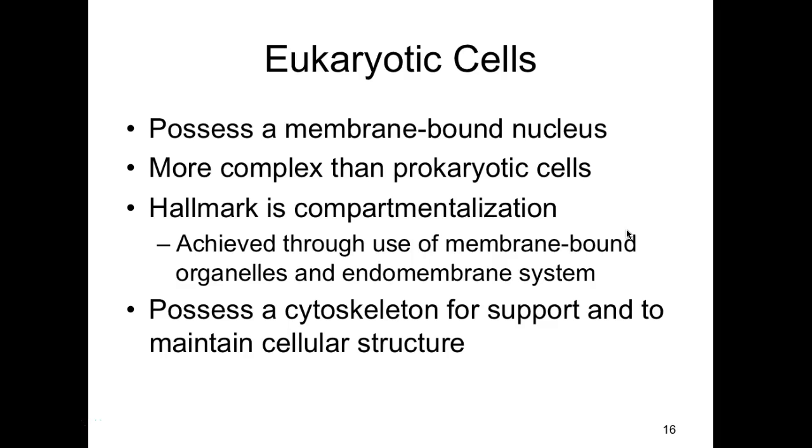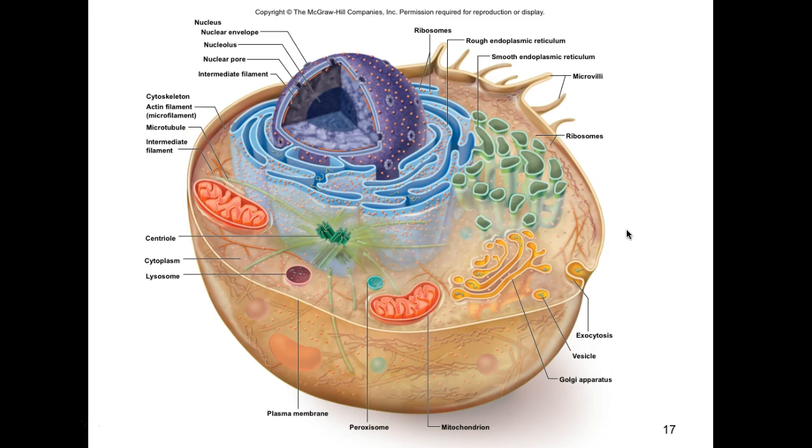Eukaryotic cells also possess a cytoskeleton for support and to maintain a cellular structure, much like our endoskeleton does. Our skeletal systems provide support, and they help give us the structure of the human body, which will be our bones. That's what the cytoskeleton is going to do for the cell as well. It's also going to serve as a highway system.